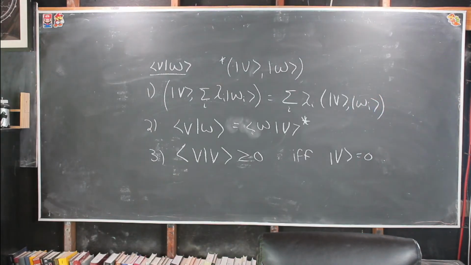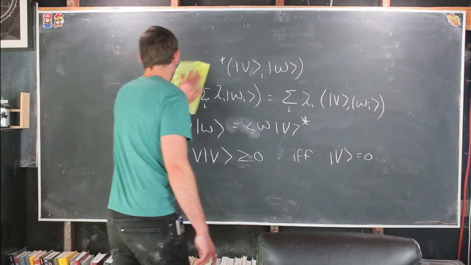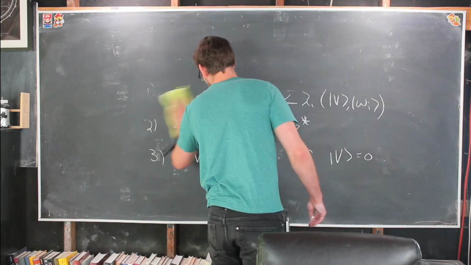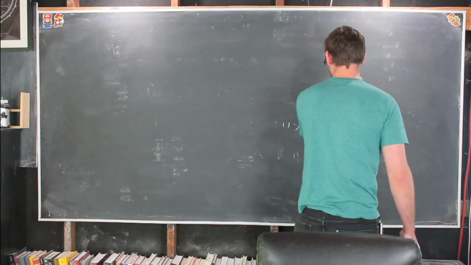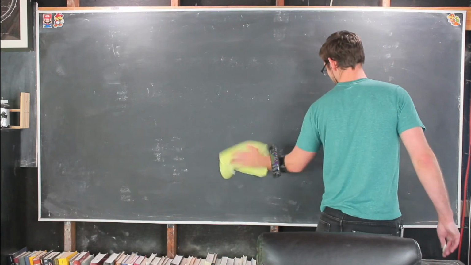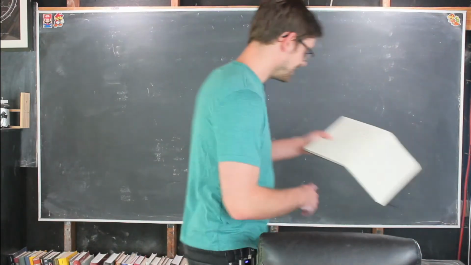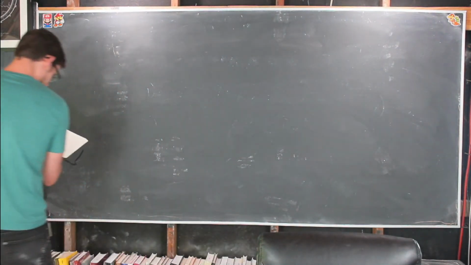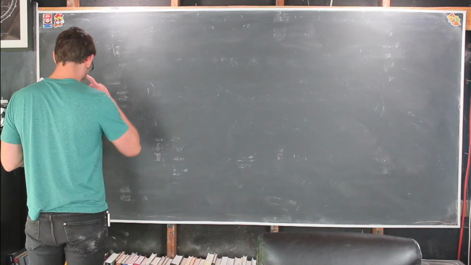Okay, so let's talk about orthogonality. Orthogonality is the last thing we're going to talk about today. Orthogonality is, again, about inner products. We're talking about inner products here. And what happens when the inner product of two vectors is 0?